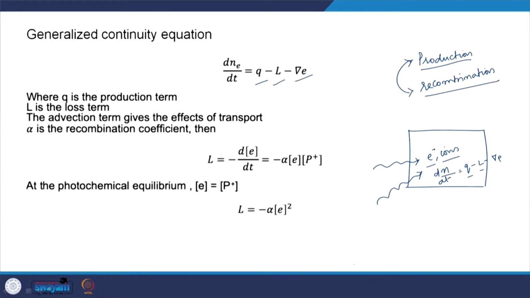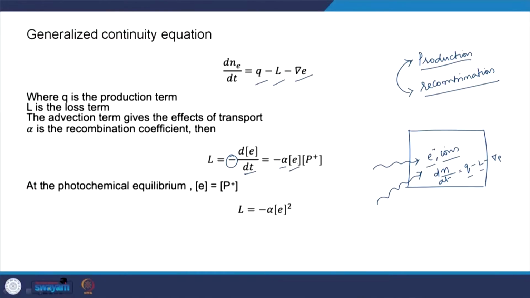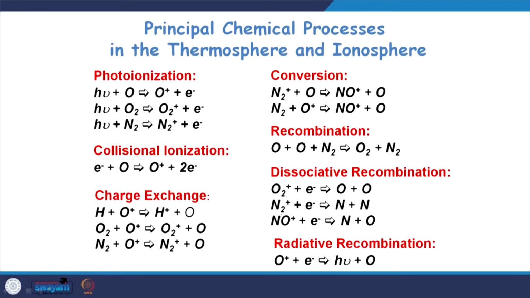Now, Q is the production. The loss can be written as the rate at which the electron density decreases with respect to time, so there is a minus here, which can be written as minus alpha times N, where alpha is the recombination coefficient. Alpha tells you how fast the electrons and ions which are created may recombine to give you back the neutral species. So alpha will depend on the electron density and the ion density. If you establish photochemical equilibrium for charge neutrality, you say that the number of electrons is equal to the number of ions. So if you substitute E for P plus, or P plus for E, you will realize L is equal to minus alpha times E square.